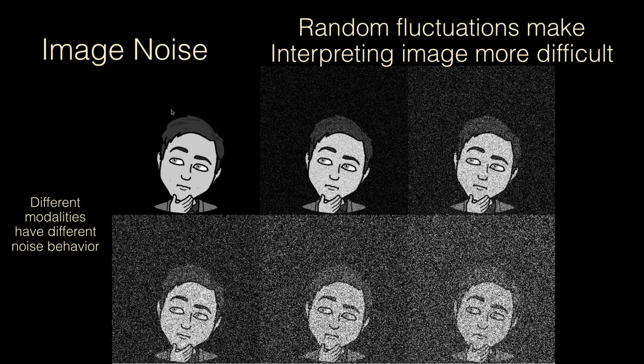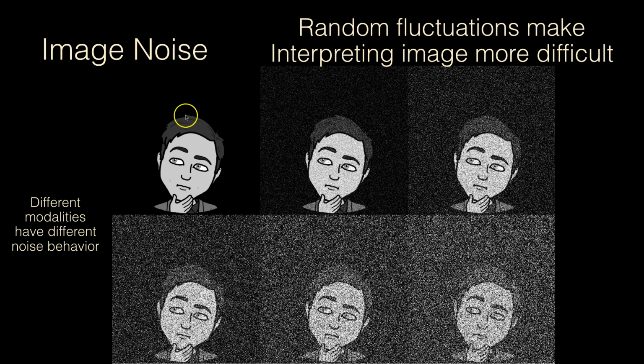And image noise is random fluctuations which make interpretation more difficult. So here's an image without any noise, and then as we look in this direction, the noise is increasing. Different modalities have different physical behaviors that we talked about in the physical principles lecture. Mainly, we're acquiring the data differently, so the type of noise is different between the different modalities. But they have the similarity that in general, noise makes interpretation more difficult.